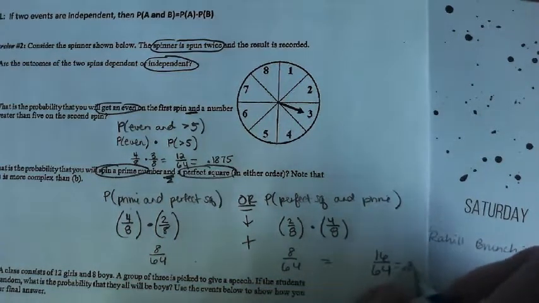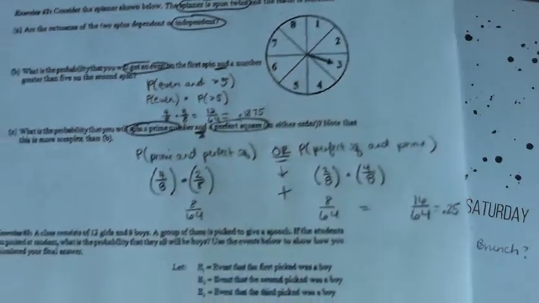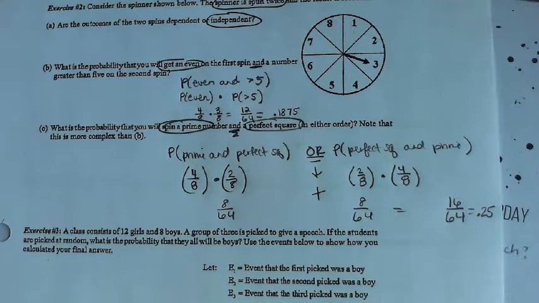which is 0.25. See, you have to have shortcuts like this because I can't list out all of the different possibilities.